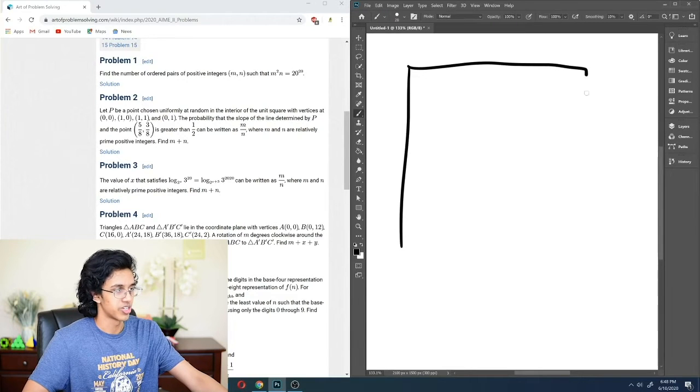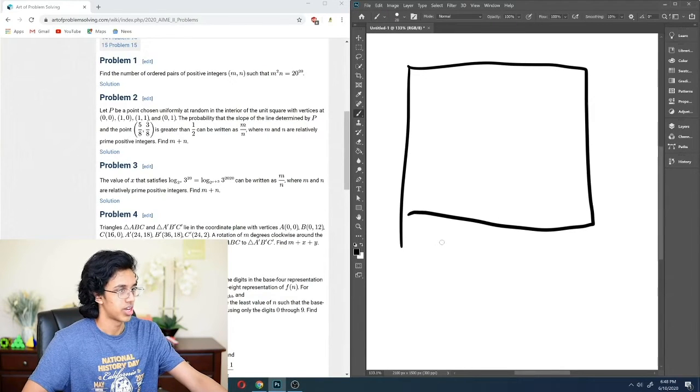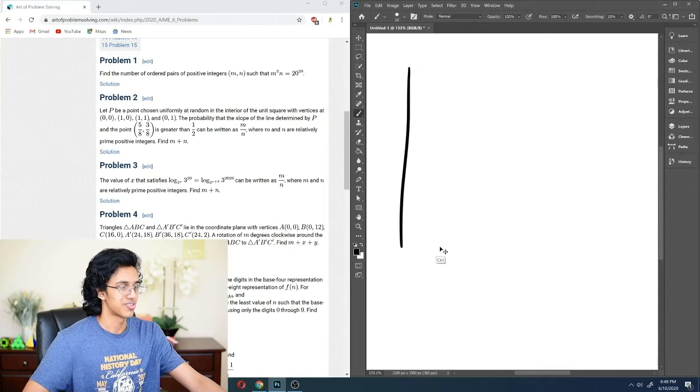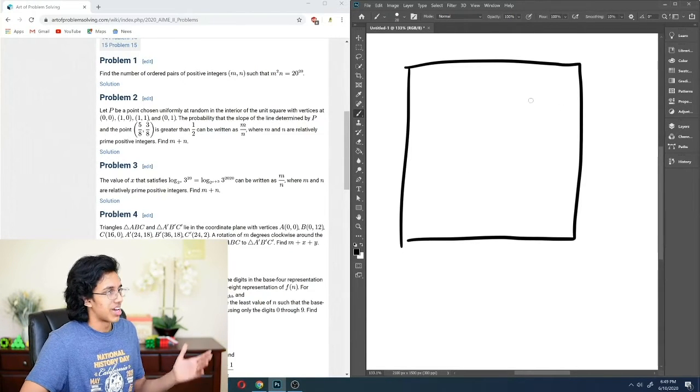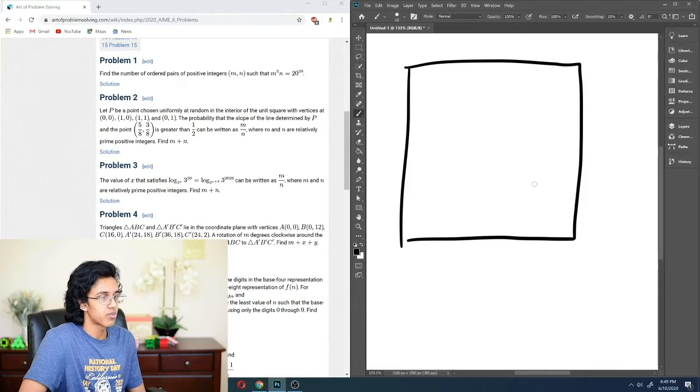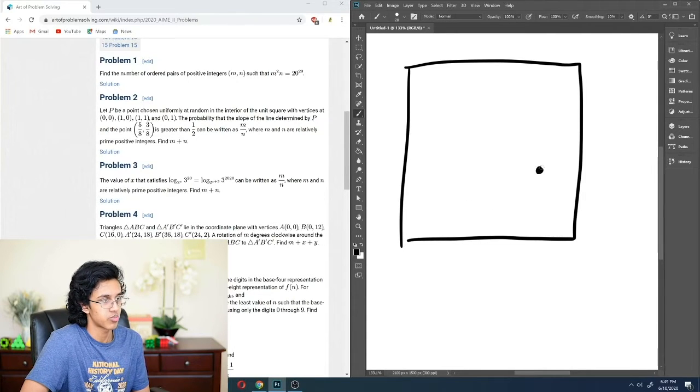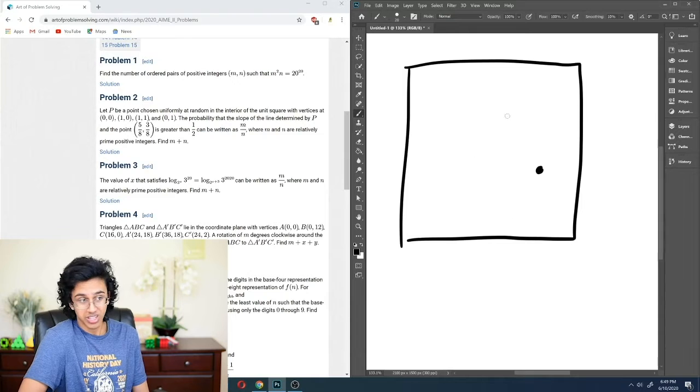Alright, the next one's pretty fun. I like geometric probability. Very cool stuff. And that is a unit square. No, let's draw this better. So basically you have a unit square. This is 0, 0, that's 1, 1. You get the idea. And then basically you have a point, 5/8, 3/8, so it's somewhere around there. And you choose a point p somewhere in this interior.